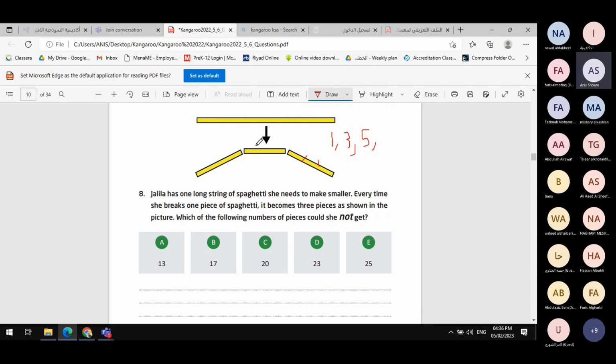And if we cut another one, of course, we're going to add 2. Adding 2 to the 5, we will get 7. We will get 9, and so on. So we can add 2 all the time, or we can simply look at the patterns. All of them, as you can see, are odd numbers, not even numbers. So which one is not an odd number, or in other words, an even number?